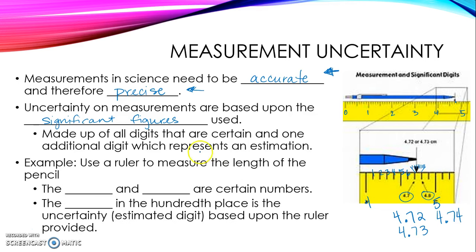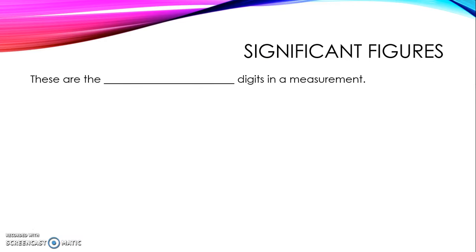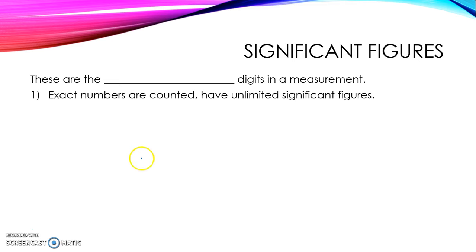All right. So in this case, the 4 and the 7 are our certain numbers. And then the 2, the 3, or the 4 in the hundredths place is the uncertain or guessed digit based upon what the ruler reads to. And that would tell us the accuracy, or excuse me, the precision of that ruler. All right, so we use significant figures, and these are the certain or the known numbers in a measurement.